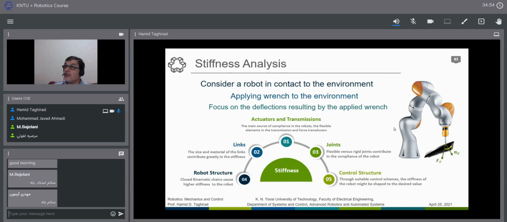But the sources of stiffness or compliance. Compliance is the inverse of the stiffness. Stiffness is a measure of rigidity. We call it sakhti in Farsi. Compliance is the inverse, narmi, and it relates the force and position.